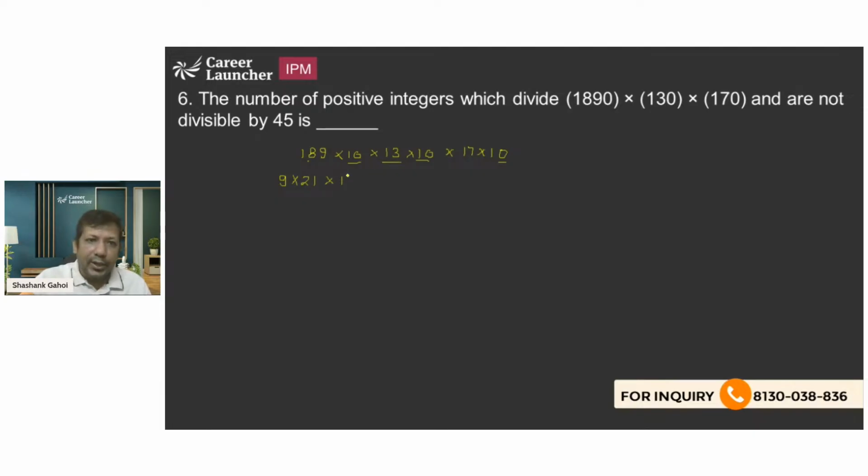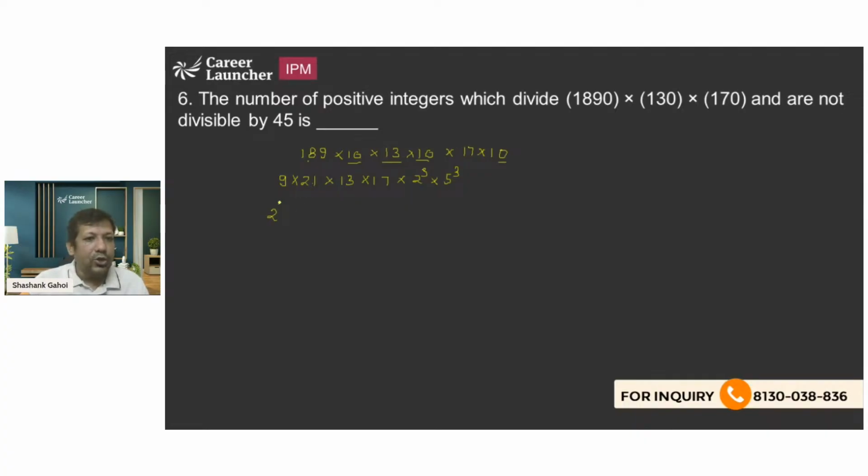13 को मैं लिख सकता हूँ 13. 17 को मैं लिख सकता हूँ 17. Now 10 cube means 2 cube into 5 cube. So whenever I'm looking for number of factors or anything that is related to number of factors, I'm looking for highest power of prime numbers. That's it. ठीक है.